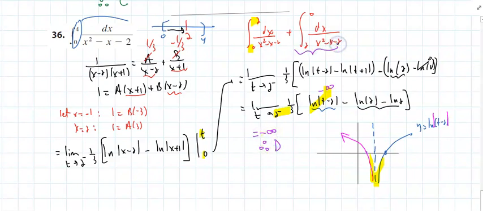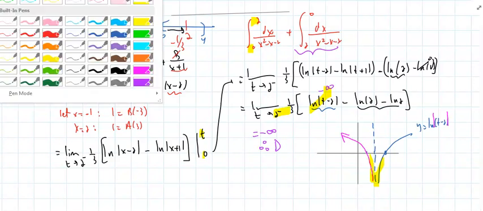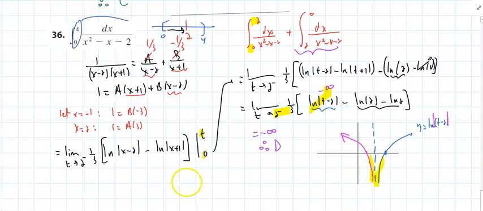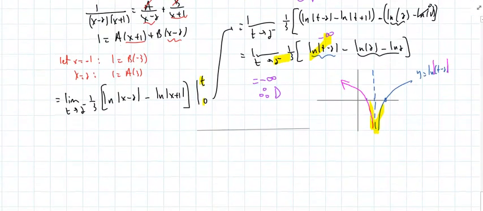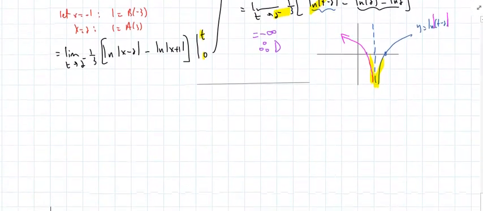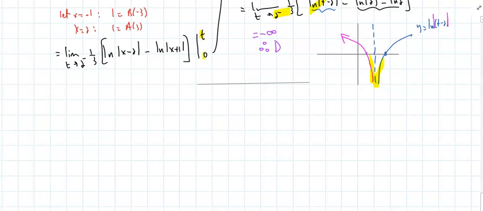It doesn't matter whether this piece converges or diverges. If I have two integrals and I'm adding them up, if one of them is infinity or negative infinity, adding anything to it is not going to change the fact that it will still be divergent.